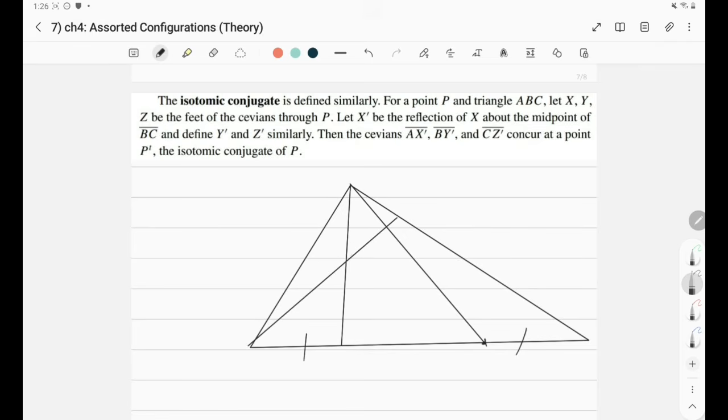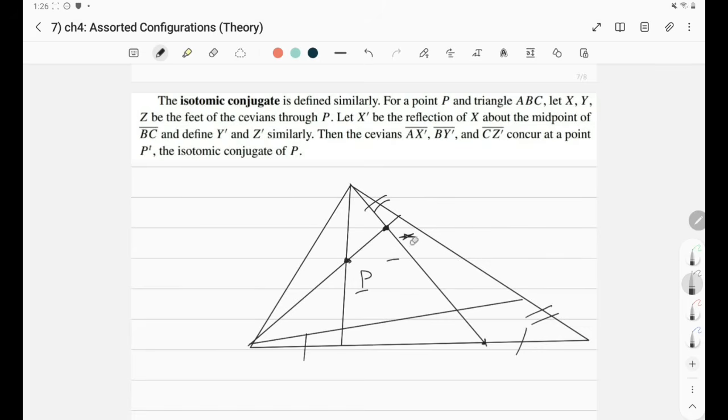Take this one here. So if this was P, then we want to do the same thing, maybe something like here, so that these two are equal. Then this one actually is the isotomic conjugate of the other one. So if this was P, then this will be P asterisk. And of course, then we have the third relation as well. So if you join the third one, they'll also meet.